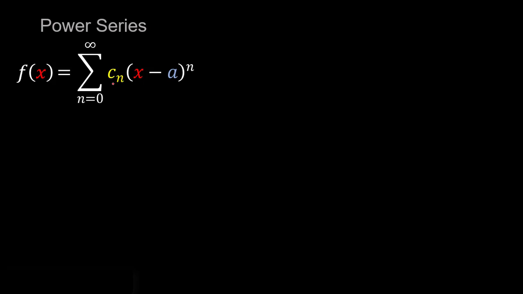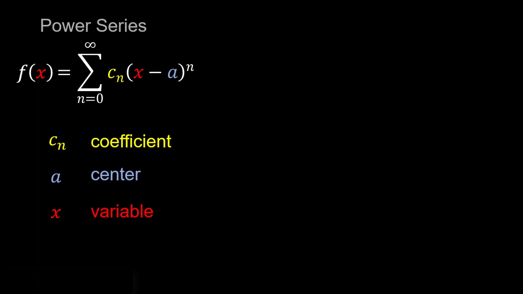This c sub n term is going to be our coefficient. And our coefficient typically is going to be a value that changes as n changes, and as n goes from 0 to infinity, it'll change with n. And another thing we're introducing here is a, which is our center. Important to remember this definition, because oftentimes you'll be asked to find the center, and it's just simply a. And finally, as mentioned, we have x, which is our variable, which can vary continuously.